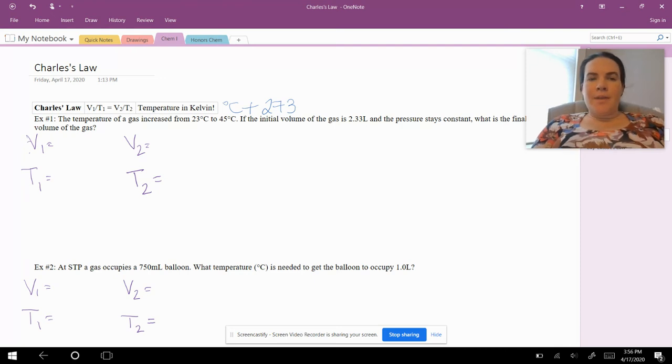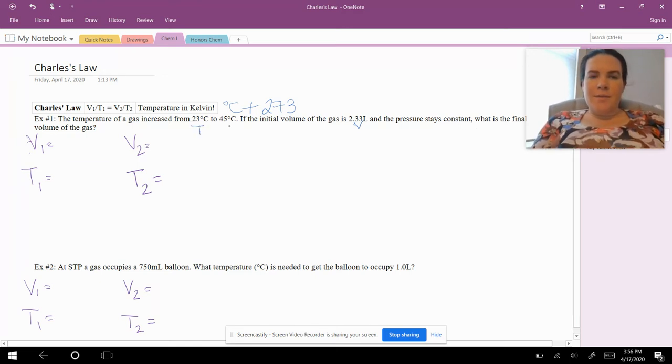So in this one, we have these two numbers, and then we've got liters. So liters, that's one of our volumes, and we're trying to find the final volume. And we're given two temperatures in Celsius, which we will have to convert to Kelvin. So remember, we want same conditions on the same side of the equation. So it said it increased from 23 to 45. So that means this is the initial temperature. We'll call that T1, and this will be T2. And then initial volume, so this will be V1. So 23 should be on the same side as the 2.33, and then 45 will be on the other side.